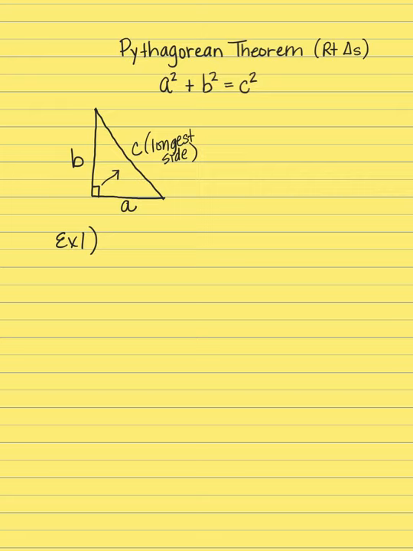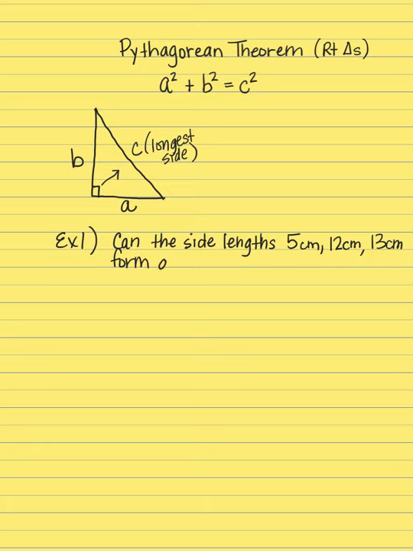So if I gave you, for example, example 1, if I said, can the side lengths 5 centimeters, 12 centimeters, and 13 centimeters form a right triangle? Now, we're not wanting to know if it can be a triangle, but a right triangle, which is a special kind. And to be a right triangle, the Pythagorean theorem has to work.